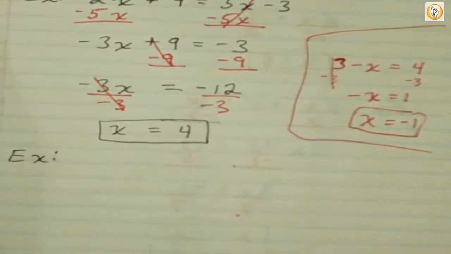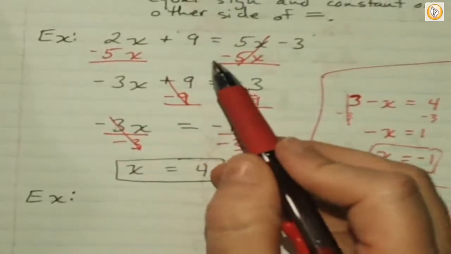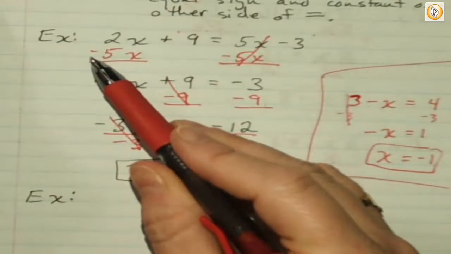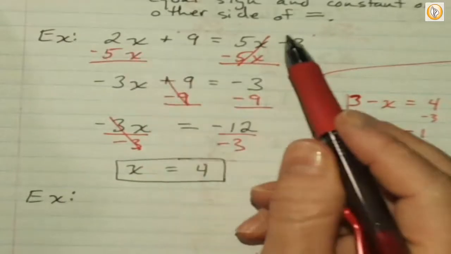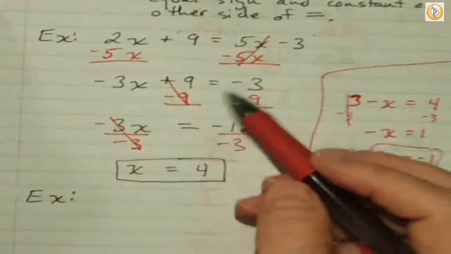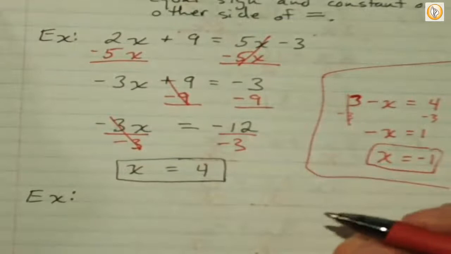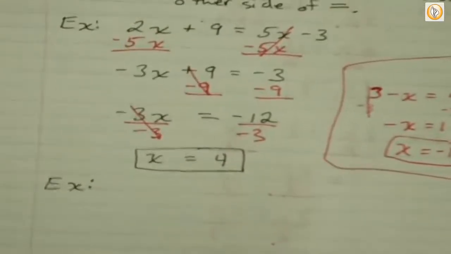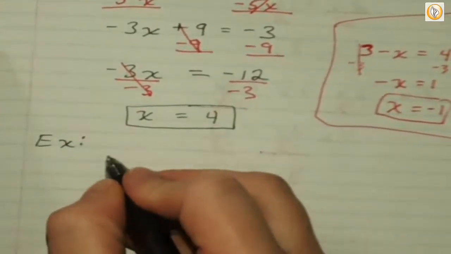I'm confused. Did you have to move the 5? Yeah, I did move the 5. But could you have moved the 2? Well, where do we really want our variable? Yeah, you could move the 2x over here and then the negative 3 over there. As long as you have the letters on one side of the equal sign and the regular numbers on the other. Let's do one more.